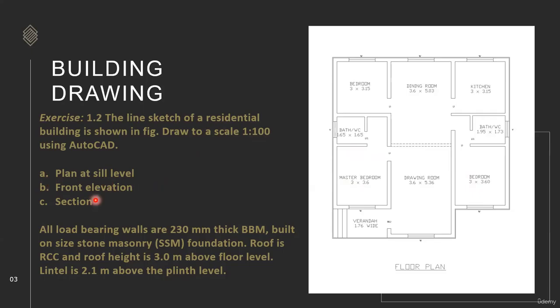So what we need to draw: plan at sill level, front elevation, section. What is given here? All load bearing walls. Everything is load bearing wall of thickness 230 mm and BBM.